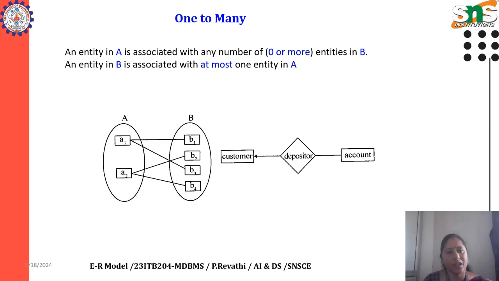One to many. An entity in A is associated with any number of entities in B. An entity in B is associated with at most one entity in A. Account, deposit, customer. A lot of customers are available. Customers deposit amount to the account. A teacher can teach many courses, but each course is taught by only one teacher.